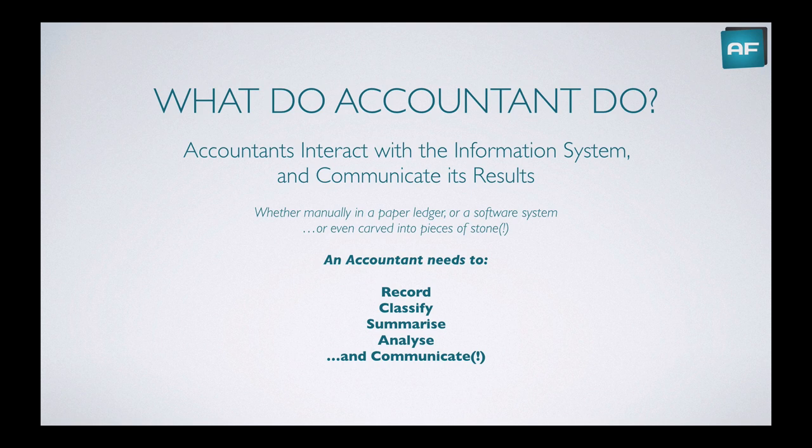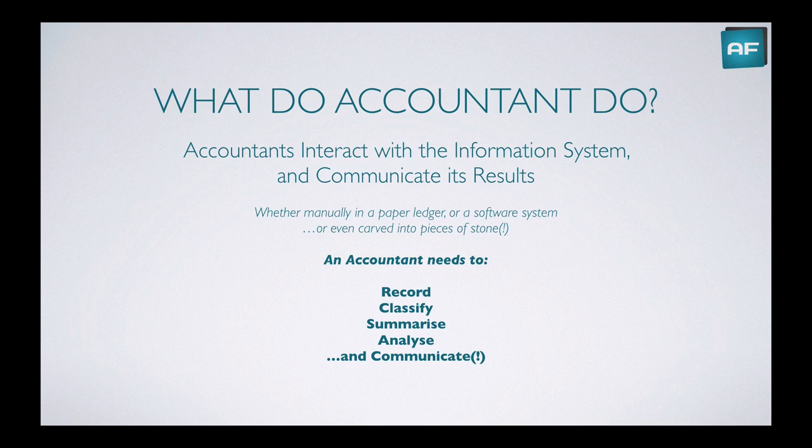Okay, so next up, what do accountants do? Accountants interact with this particular information system, and they communicate the results they get from that system. So whether the information system is manual, perhaps in a paper ledger, like in those old ledger notebooks that you may see from very outdated news agencies, or in a software system like you'd see today, or even millennia ago, they would carve accounting information into pieces of stone.